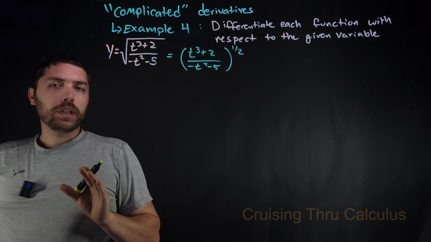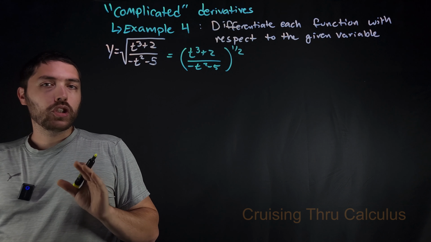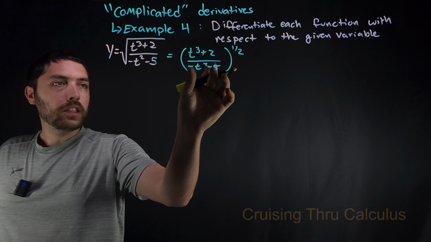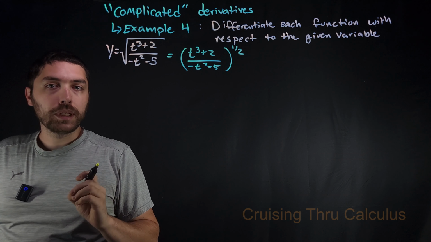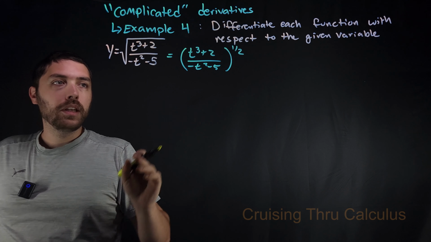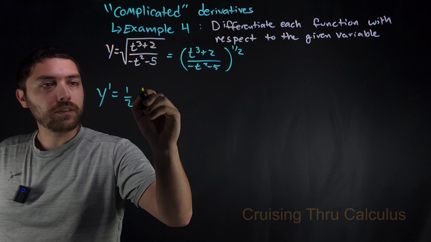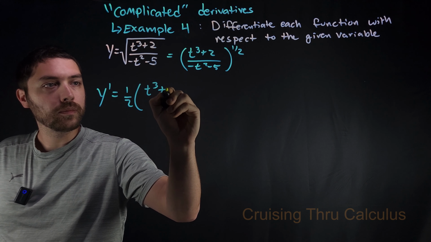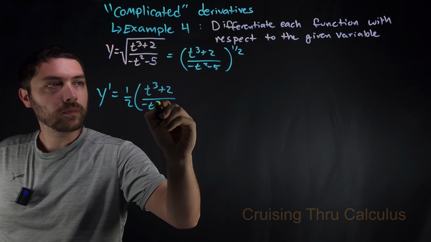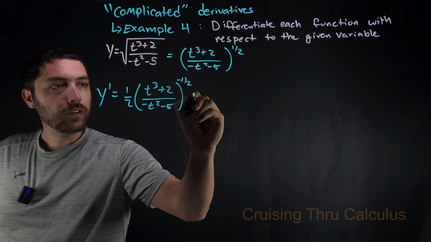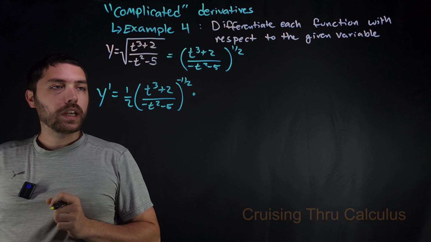All right, now in order to find the derivative here, we're going to need to use the chain rule. Notice the entire thing is being raised to the power of 1/2, and the thing that's being raised to the power of 1/2 is more complicated than just t. So let's bring down that 1/2, leave the inside alone, subtract 1 from the exponent, and then we have to multiply by the derivative of the inside.